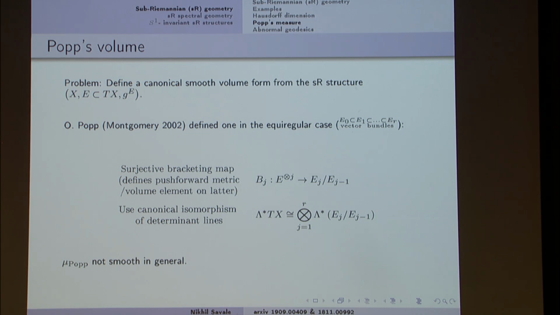However, it only works in the equiregular case. The construction gives you something in general, but if the dimensions of these vector bundles are jumping around, it's not a smooth construction. So it's not a smooth volume form in general. The problem of defining a smooth volume form is still open in general. So this is another nice problem in this field.